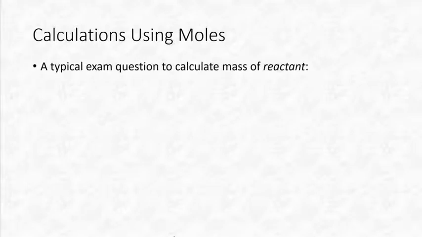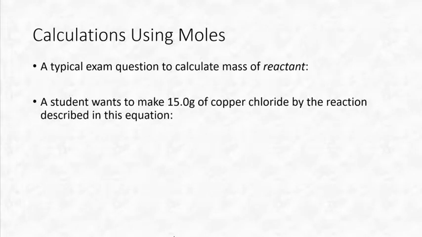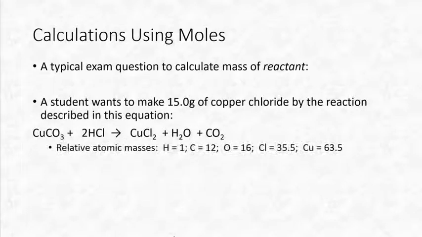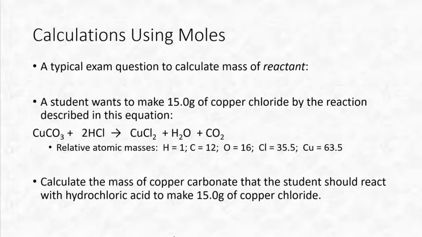So, for example, a typical exam question where we would calculate the mass of a reactant. Here, a student wants to make 15.0 grams of copper chloride by this reaction. We have these relative atomic masses given. We need to calculate the mass of copper carbonate that the student should react with excess hydrochloric acid to make 15 grams of our product, copper chloride.